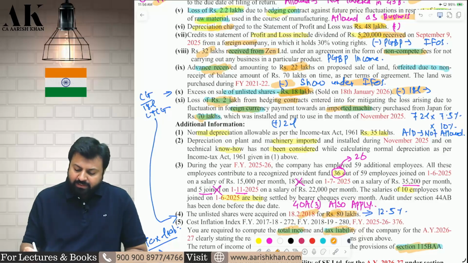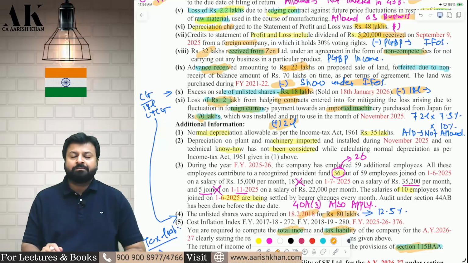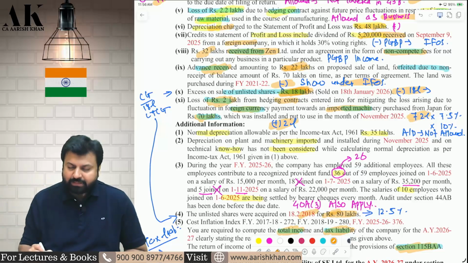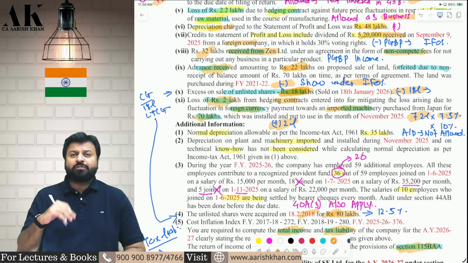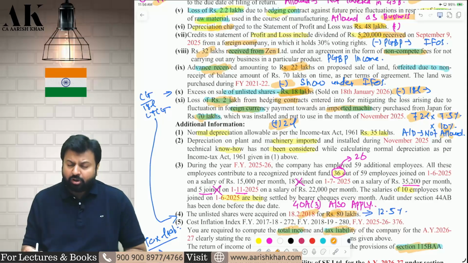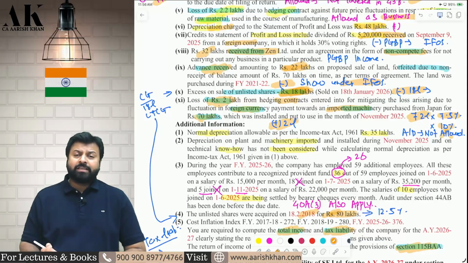Whatever loss is there, first of all, add back that loss to PGBP. That is not allowed. Then add that loss to what? Add that loss to machinery. Therefore, the machinery cost will become 72 lakhs. On that, claim normal depreciation of 7.5%, because the asset is used for less than 180 days. Additional depreciation is not allowed, because the assessee is following 115BAA. I hope it is clear to all of you.